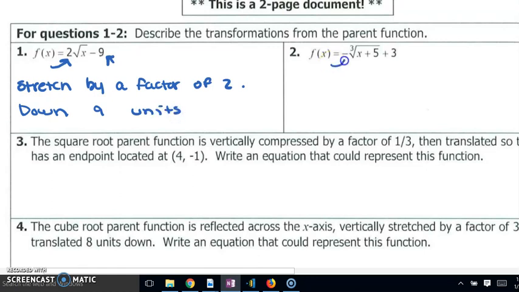Okay. Here the negative shows a reflection. Plus 5 inside of the radical shifts left to right, but it lies to you, so it's left 5 units. And then the 3 shifts up 3 units.